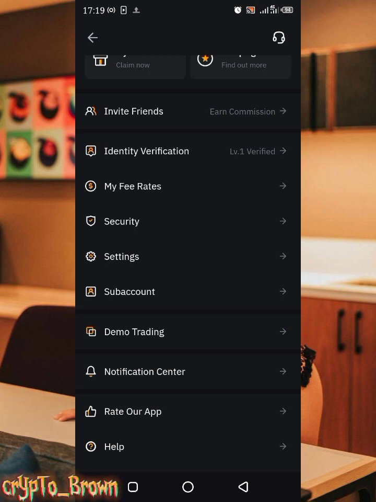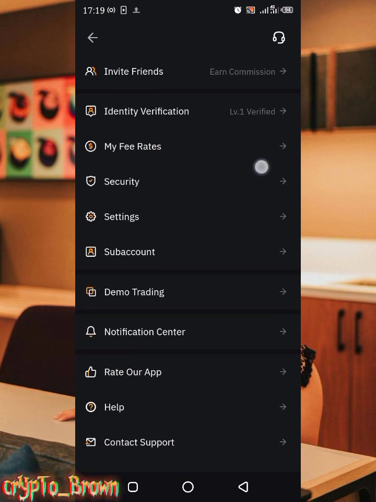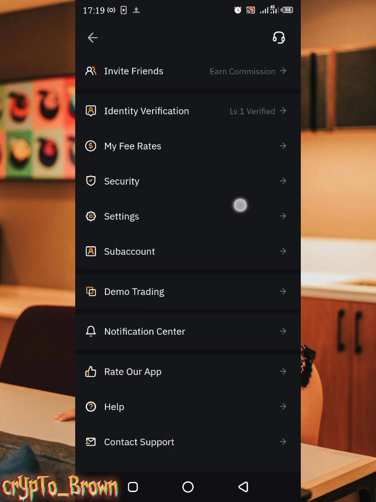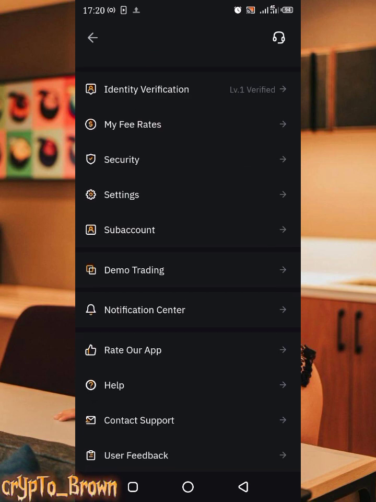The next thing that you are going to see is my fee rate, the rate at which you are paying the fees based on your spot trading, your margin trading, your futures derivatives trading and all. You can look at your security on the next tab and see that you've confirmed. If your security level is high, then it means your account is safe from any attackers. So make sure that your security verification area has a high mark over there.